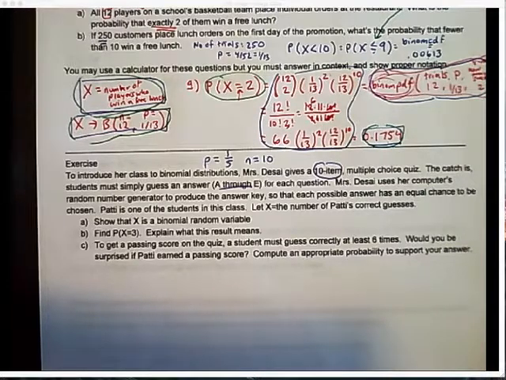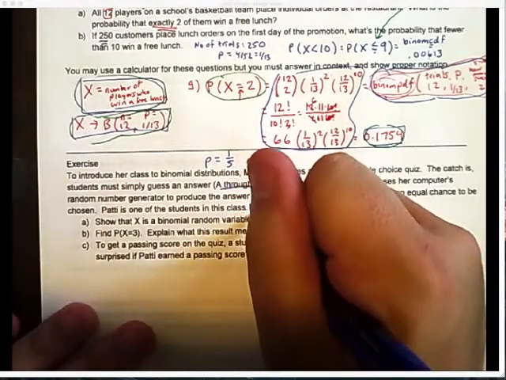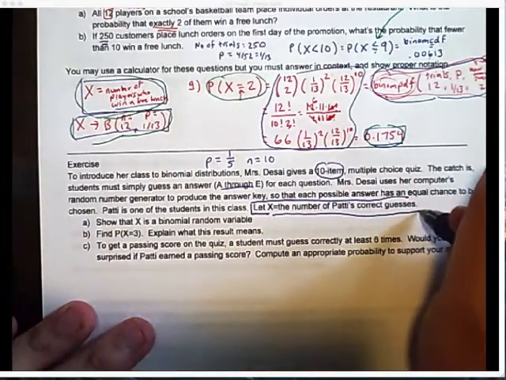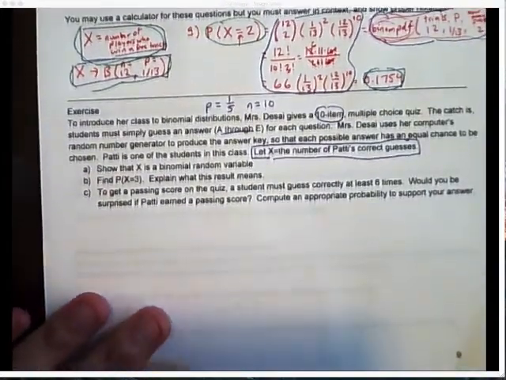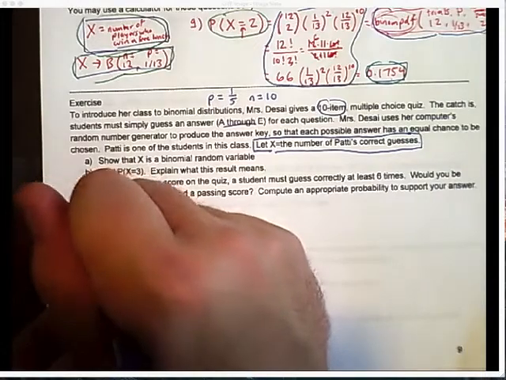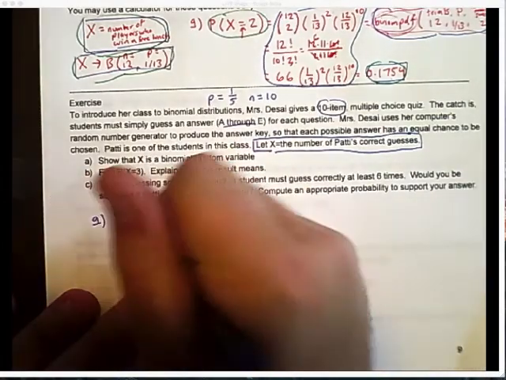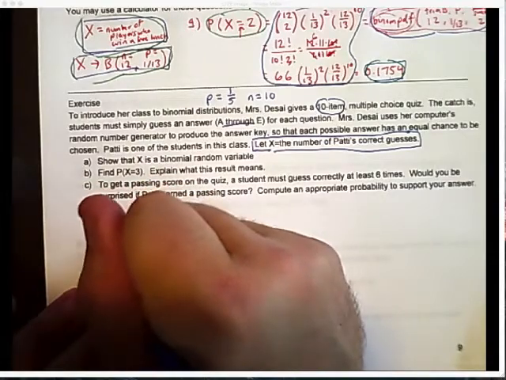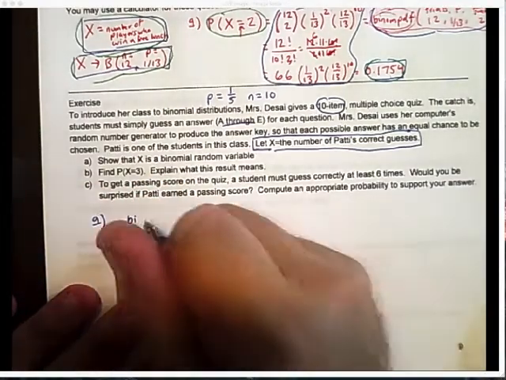Patty is one of the students in the class. Let X equal the number of Patty's correct guesses. Remember, she's just guessing. So part A, show that X is a binomial variable. All right. So to be a binomial variable, it has to meet the 4 conditions.